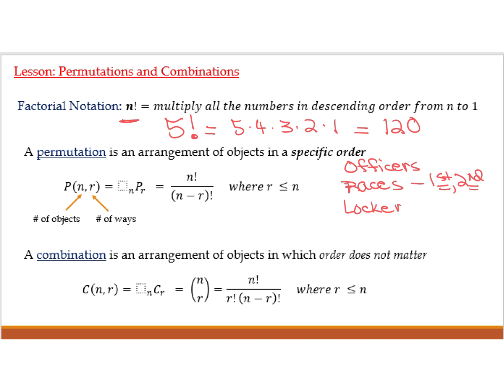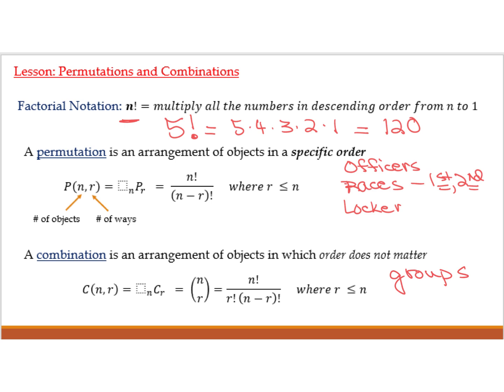Okay? A combination is an arrangement of objects in which order does not matter. So you may just have groups. In a group of 3 people, it wouldn't make any difference who was chosen first, second, or third because the order does not matter.